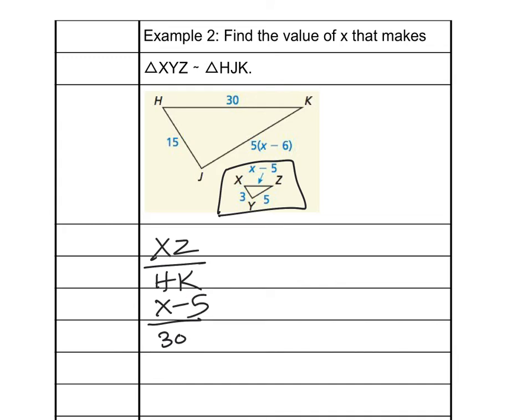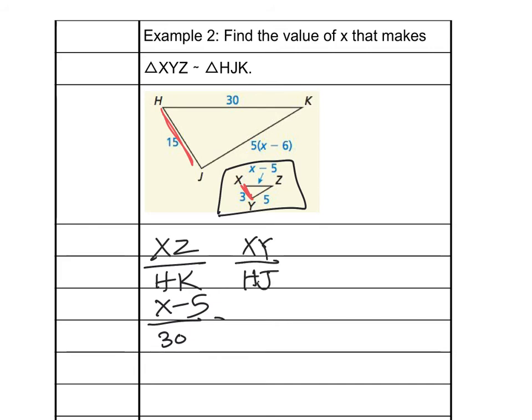And now we're going to want to pick a side that has values for X, or that doesn't have a value of X to solve for, so we don't have to solve. We can solve a little bit easier, in my opinion. So I'm going to use this side and this side right here. So we're going to go ahead and use XY and HJ.